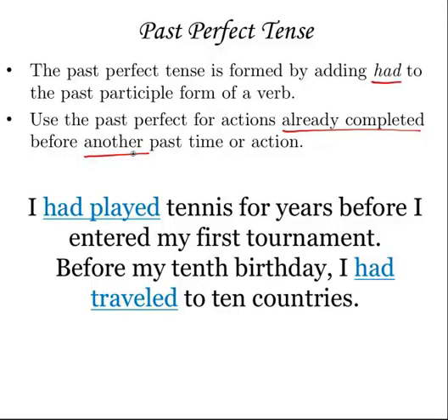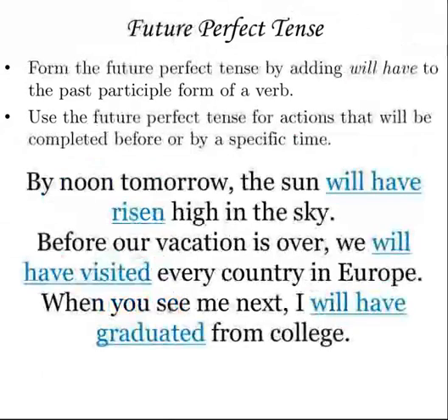So, I had played tennis for years before I entered my first tournament. Notice that the verb entered is in the past tense. Entering the tournament is in the past, and playing tennis for years is the past of the past. So, the past perfect, had played. And similarly, before my 10th birthday, I had traveled to 10 countries. Again, we're talking about the 10th birthday like it happened in the past. The travel happened before that, so past of the past, the past perfect.